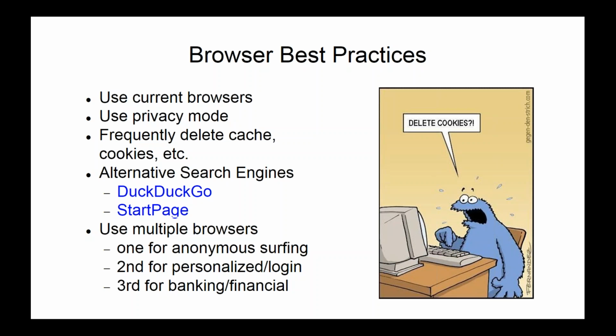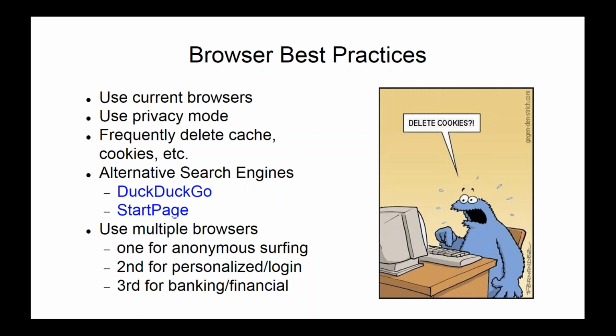Another thing you can do is that Google and Bing actually gather a lot of information about your browsing behavior based on the search engines you use. And you can use some other alternative search engines like DuckDuckGo and StartPage that provide some anonymity when you search the web using their indexes.